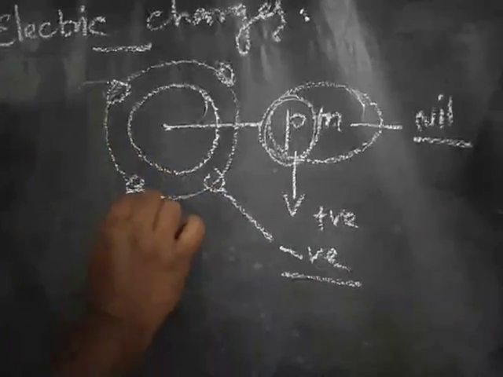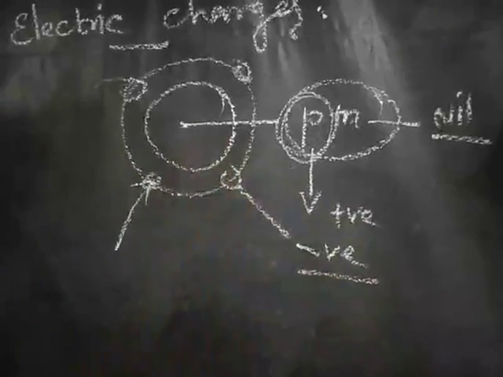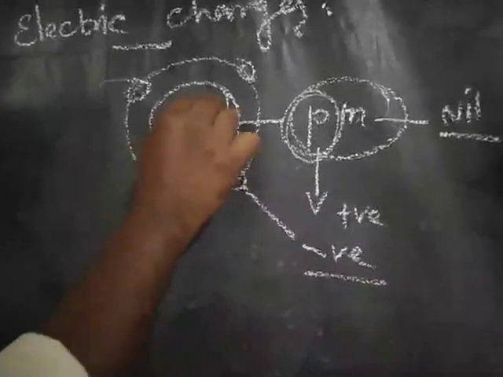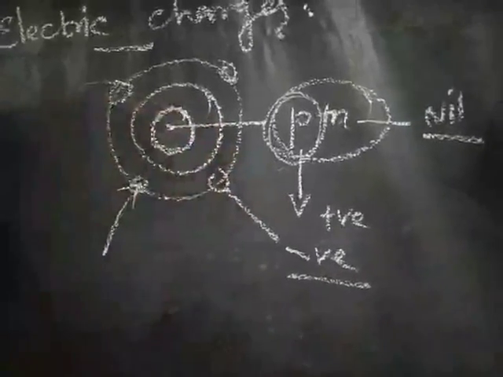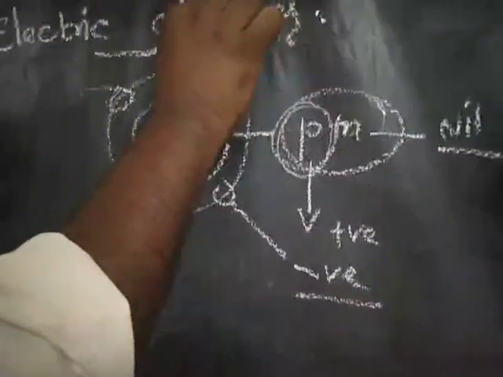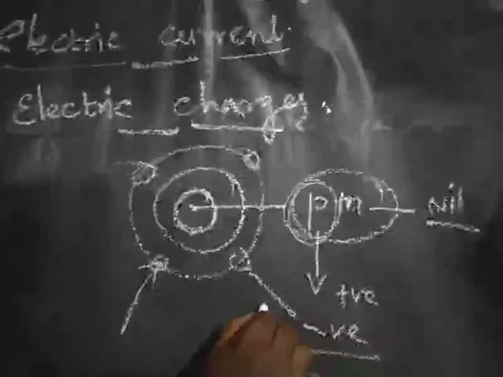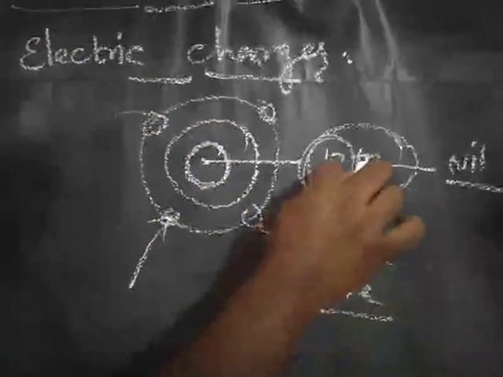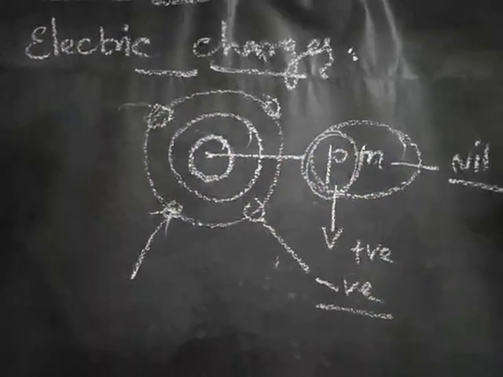With a slight amount of energy, we can remove or add electrons. But the protons we cannot remove very easily. So electric current is based on what? The moving of the electrons, not the moving of the protons.